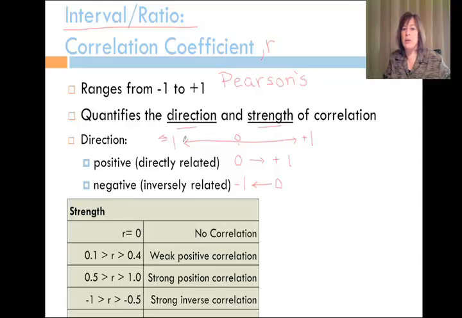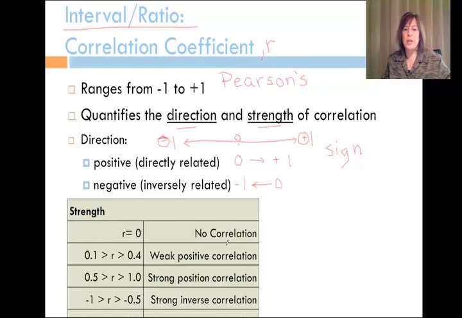So that's what we mean by direction, positive or negative. So it's the sign. The sign of the Pearson's R gives you the direction. The actual number gives you the strength. So it answers those two questions of how strong and in what direction.